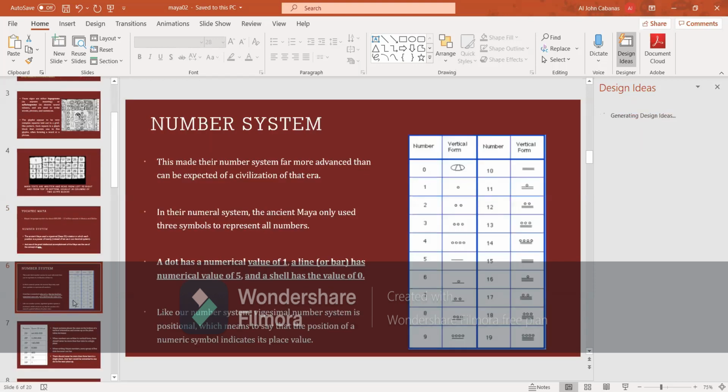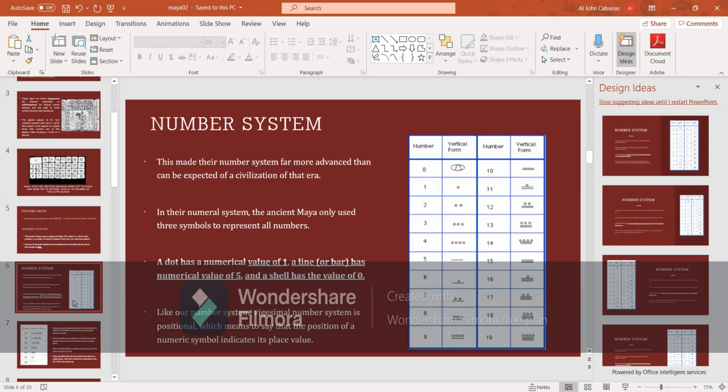Okay, so for the number system ng mga Mayan, it is far more advanced than can be expected of a civilization of that era. Sinasabi natin na in terms of astronomy, kakaiba ang advancement ng Maya kumpara sa ibang civilization. But in number system, masasabi rin natin na sobrang advanced sila during those times. And they are using only three symbols to represent all numbers. So, importante na malaman natin to, guys, ang value ng bawat symbol. So, for example, ang isang line, that's equivalent to 5.